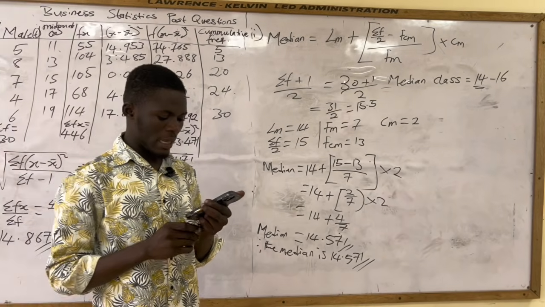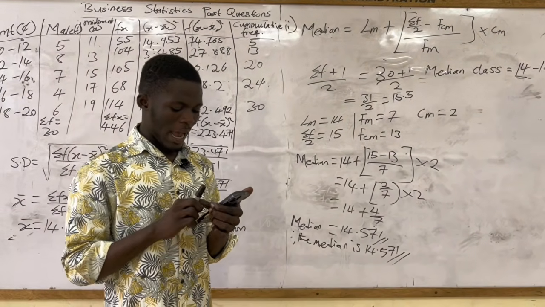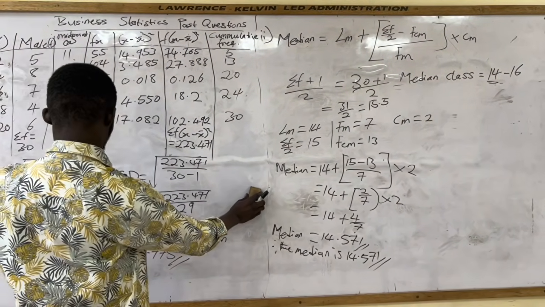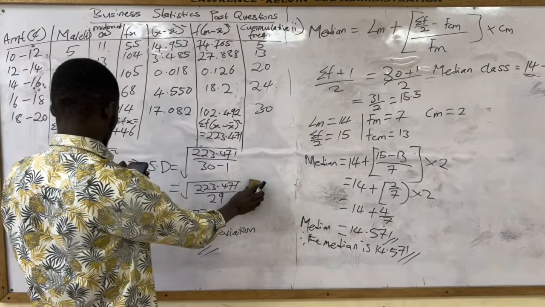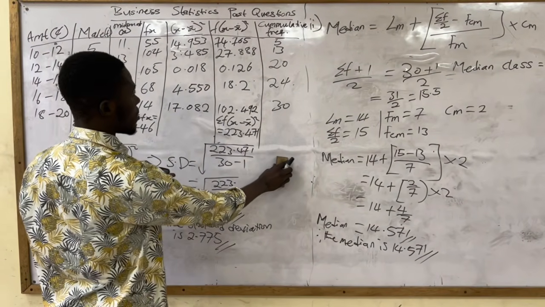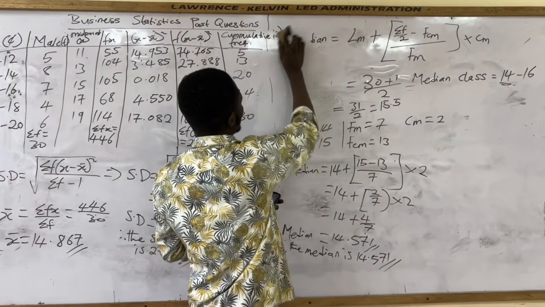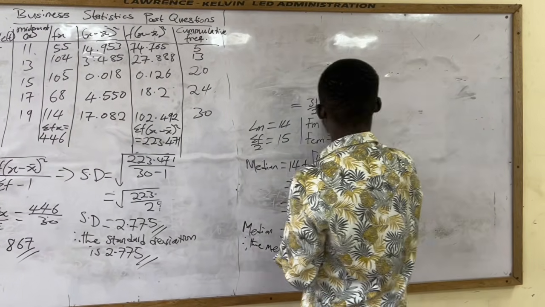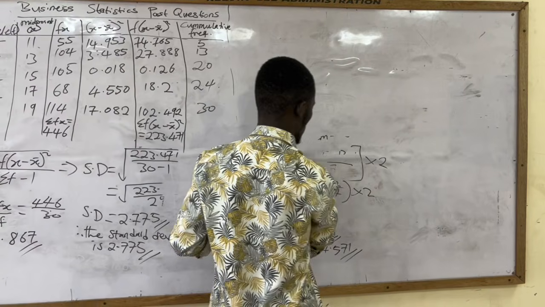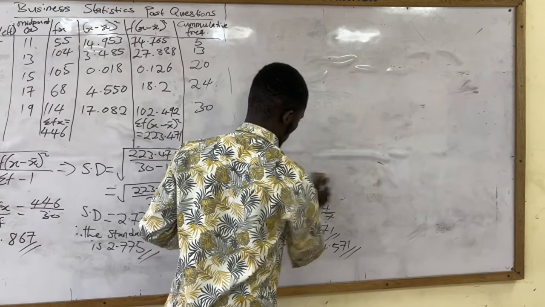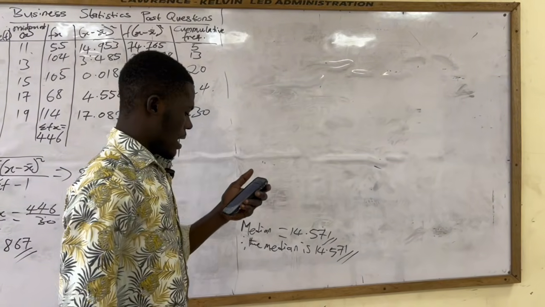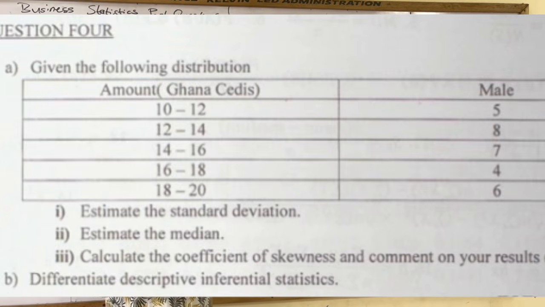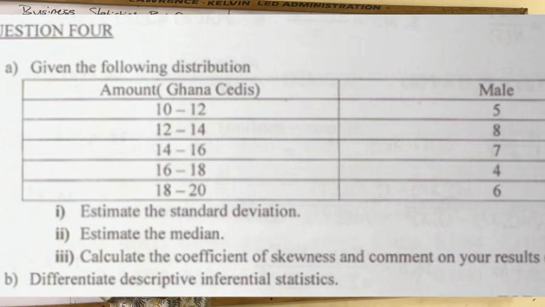Now let's look at the third one, I. So I'll clean here because we will be using this one. I will not clean out. Okay, let me just clean here. And the I says calculate the coefficient of skewness and comment on your result.